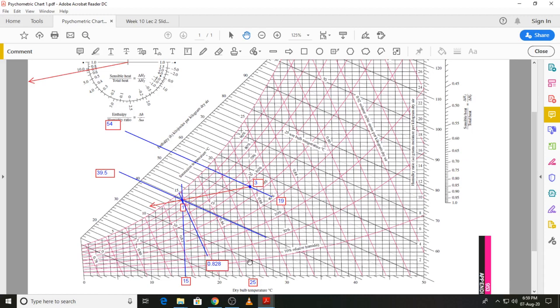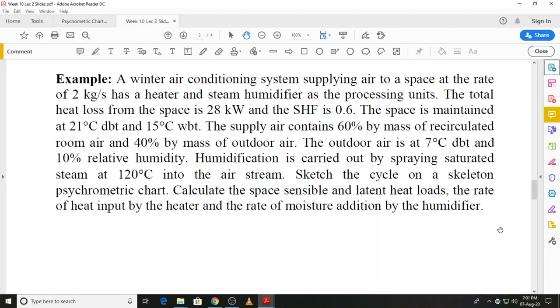And that completes the solution. So all that we required in this problem was to first read the problem and try to identify what it related to. It was actually a process, and the process that was applicable was of heating and humidification. We will now move on to the second example and see what it relates to and how it can be solved.